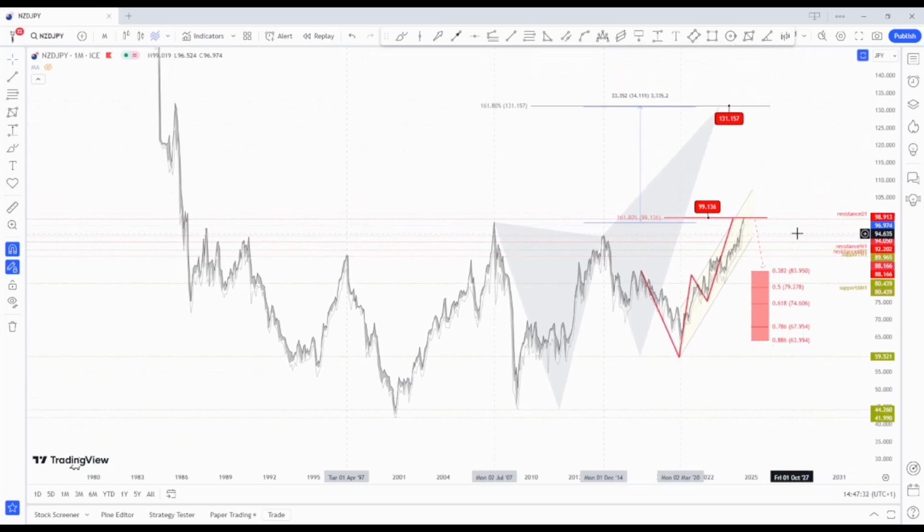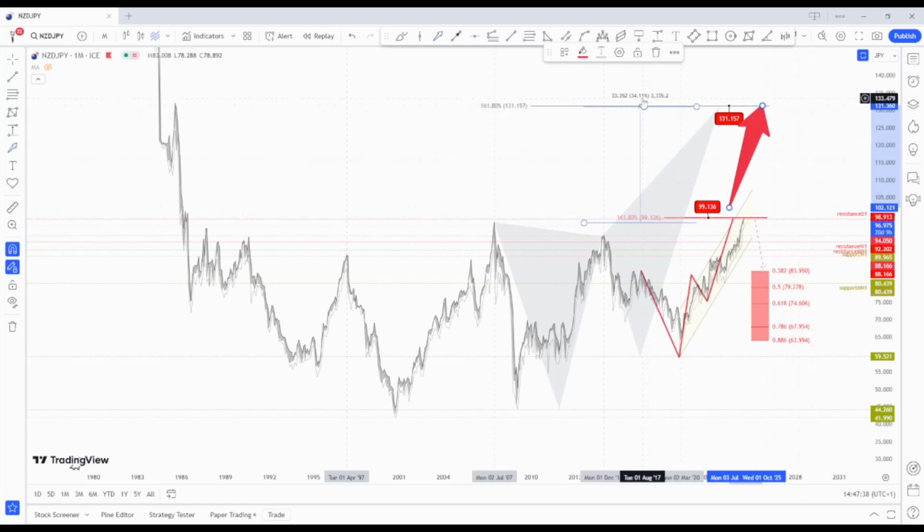Let's observe also the New Zealand versus the Japanese yen. The very same situation here. If the price finds a way to break above the resistance, we may see a squeeze higher. We are talking about a 30% move above the recent highs if the market breaks higher.